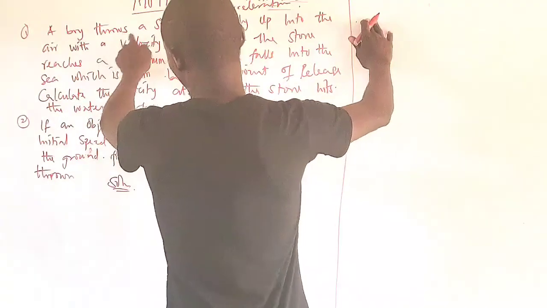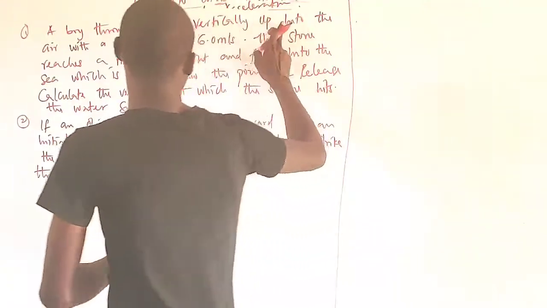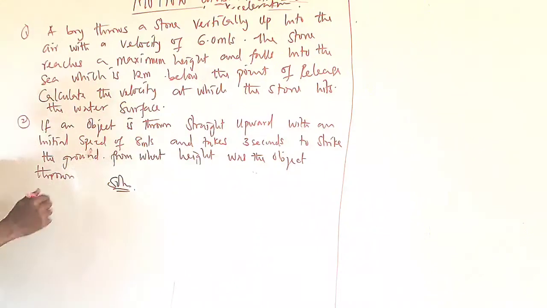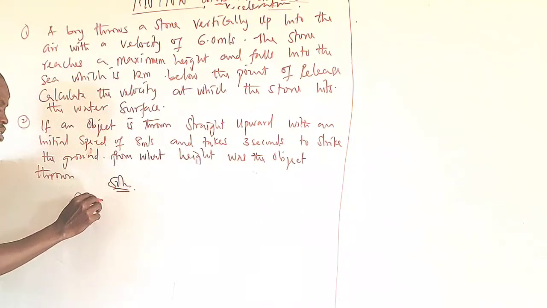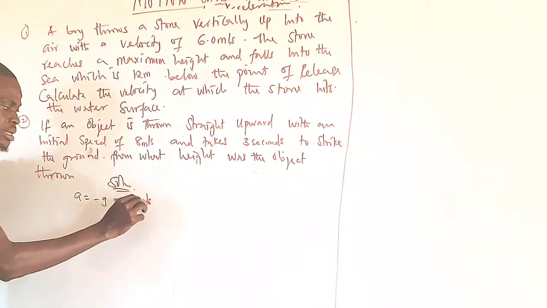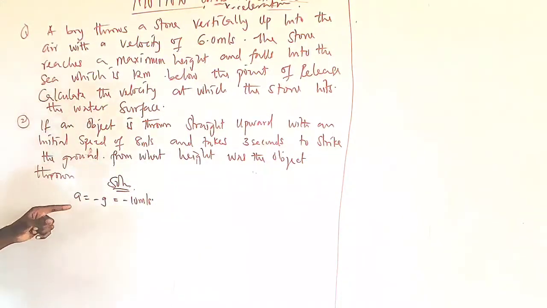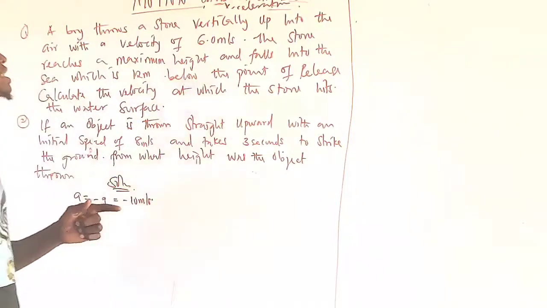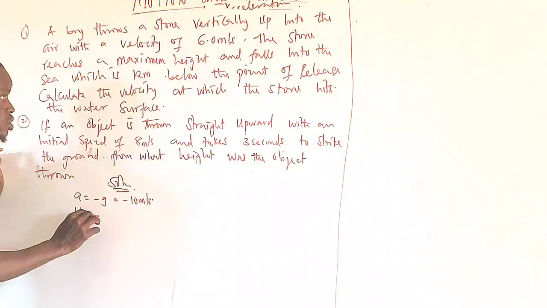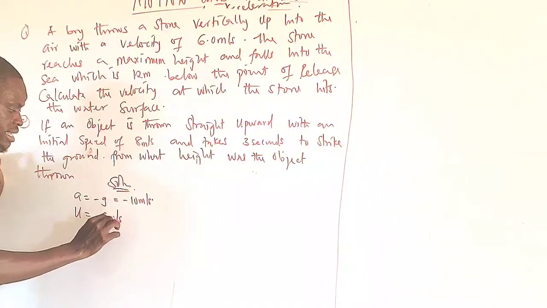It said a boy throws a stone vertically upward into the air with a velocity of 6 meters per second. So use the convention I've given to you, that you assume your upward direction as negative for the acceleration. So here my acceleration will be equal to minus g, which is the same as what? Minus 10 meters per second squared. That is my acceleration because the body is thrown upward. With a velocity it throws, U is equal to 6 meters per second.